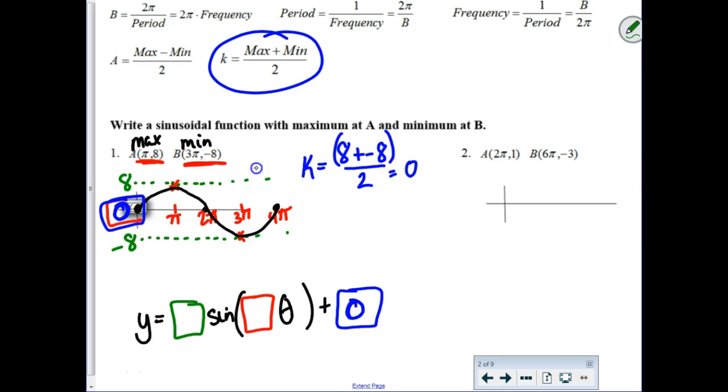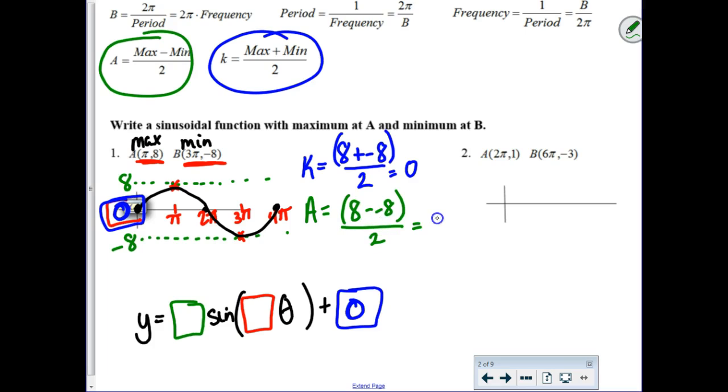The next thing I might find is the amplitude. Can y'all tell? Yeah, it is an amplitude of 8. But if you don't know, you just use your formula. So the amplitude formula is max minus min divided by 2. So that would be 16 over 2, better known as, yep, you guessed it, 8.